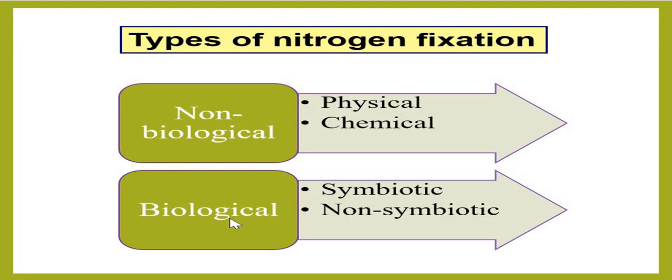While in biological nitrogen fixation, biological organisms are required to fix the nitrogen. Non-biological nitrogen fixation is of two types, physical nitrogen fixation and chemical nitrogen fixation. Biological nitrogen fixation can also be divided into two types, symbiotic nitrogen fixation and non-symbiotic nitrogen fixation.